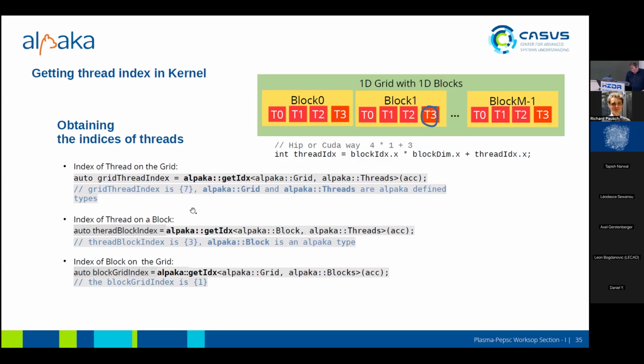It is the 7th thread, and it is the thread with index 3 in the block. Therefore, the thread block index is 3. You can see block and thread types are used here. And to get the block index in the grid, we should use grid and block types, and this is the second block which has index 1, therefore the block grid index is 1.